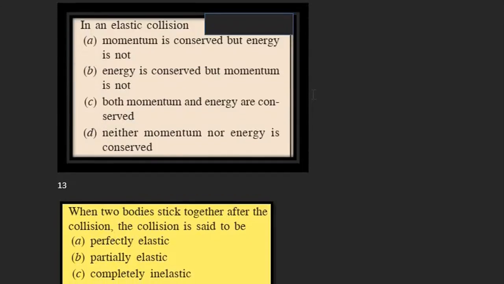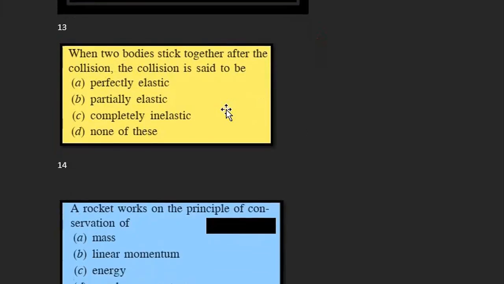Moving into 11th question. In an elastic collision, momentum is conserved but energy is not. Energy is conserved but momentum is not. Both momentum and energy are conserved. Neither momentum nor energy is conserved. So think of the answer. For an elastic collision, we know that what is constant? Energy is conserved and momentum is also conserved. So both momentum and energy are conserved. C is our answer.